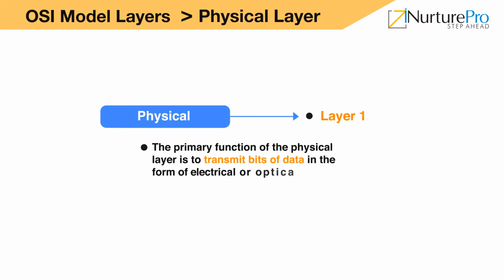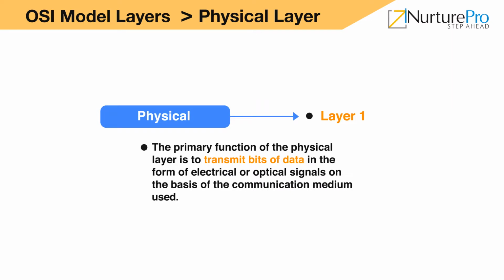The physical layer of the OSI model provides information on the physical and electrical specifications of the devices used. Physical specification refers to the type of cable used, connectors, length of cable used, etc. Electrical specification refers to the signals used to send data, such as the duration of voltages, signal voltage, etc. The primary function of the physical layer is to transmit bits of data in the form of electrical or optical signals on the basis of the communication medium used.